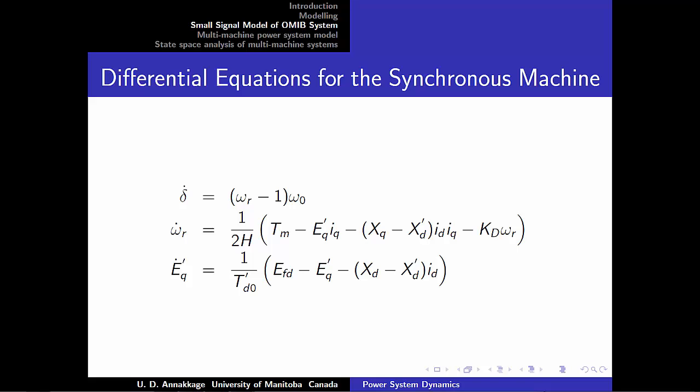In the third equation, the term EFD is the voltage applied to the field winding. We treat this as another input to the model. Later on in this lecture, we will learn how to extend this model considering the fact that EFD is the output of the excitation system and it is not a direct input. So for the time being, both Tm and EFD are treated as inputs.